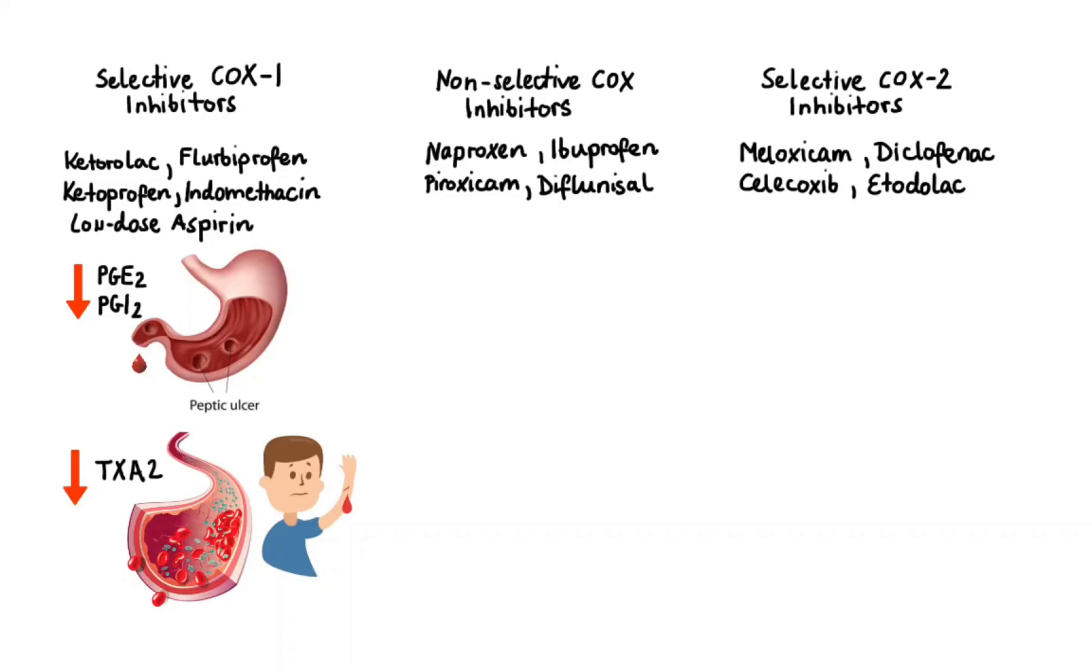Moreover, because platelets don't have a nucleus, they can't make new enzyme, so the aspirin-induced antiplatelet effect persists even after aspirin therapy is stopped, as it takes several days for the new platelets to replace the old ones. So again, agents with higher selectivity for the COX-1 enzyme are also associated with prolonged bleeding time.